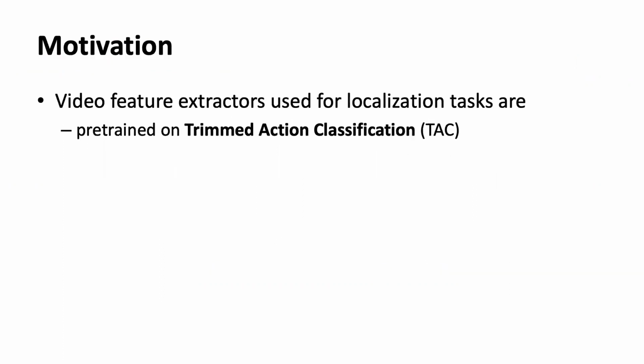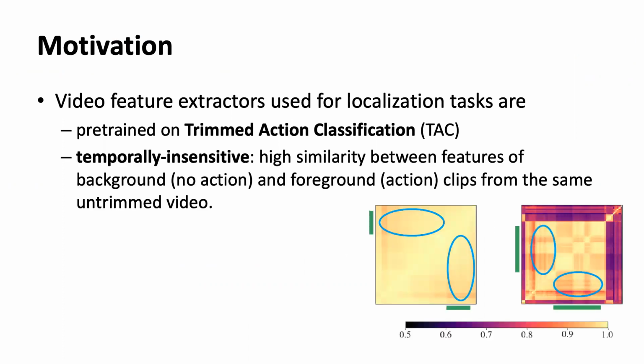State-of-the-art localization algorithms rely on video encoders that were pre-trained on trimmed action classification, or TAC. However, TAC pre-trained encoders are temporally insensitive for untrimmed videos. They produce high similarities between features of background and foreground clips of the same video.